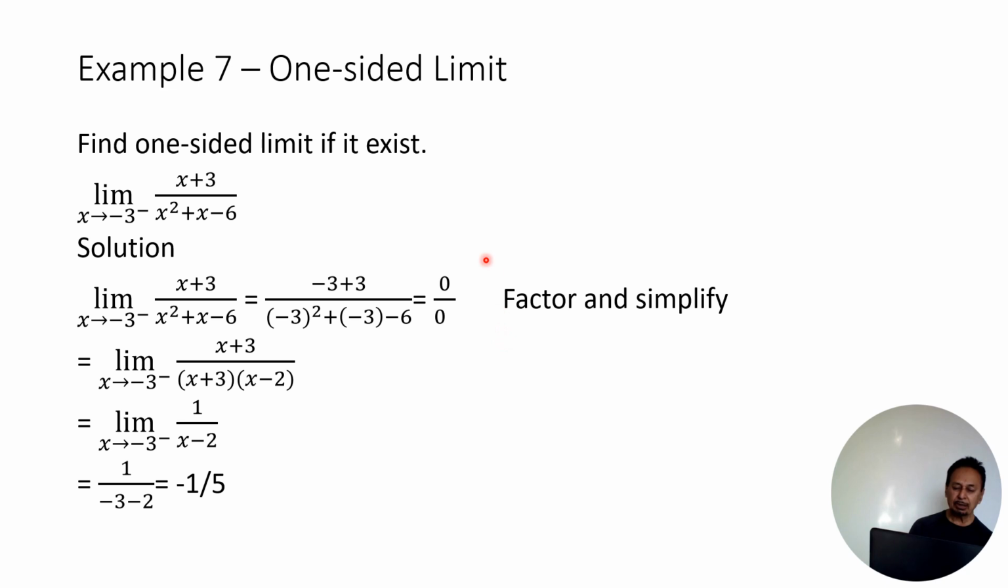0. So you have 0 over 0, which is an indeterminate form, so that means we can factor and simplify. While x plus 3 is already in prime form, in this case we can factor x squared plus x minus 6. So I think the factors are x plus 3 and x minus 2. You can see x plus 3 cancels out. And we have the limit as x approaches minus 3 from the left of 1 over x minus 2. So you substitute negative 3 for the x, and you have 1 over negative 3 minus 2, which will be negative 1 over 5.